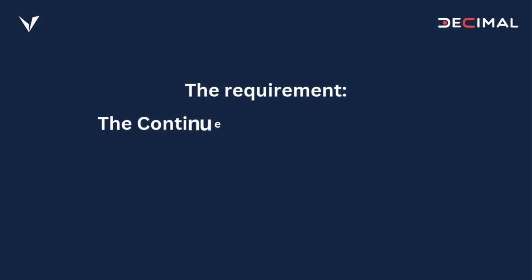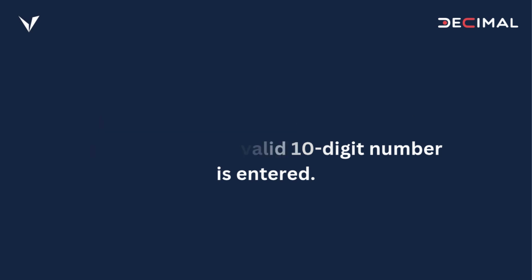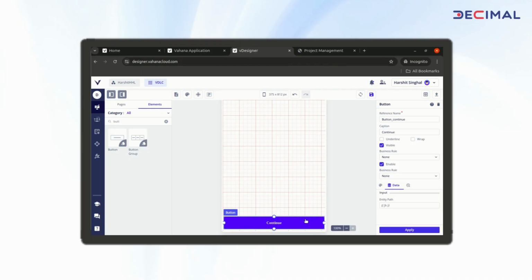The requirement is the continue button should only be enabled when a valid 10-digit number is entered. So first, we'll disable the button by default. Select the button, go to Properties, and uncheck the Enable checkbox and click Apply and then save the configuration.